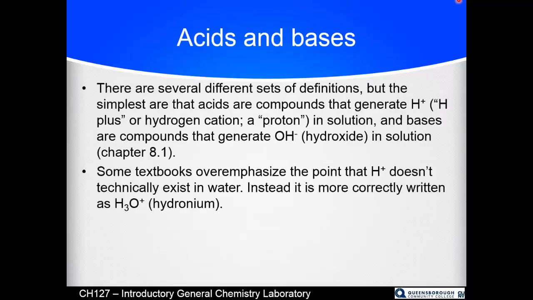So there are a few different sets of definitions. But the simplest definition, the one that we'll use in this class, is that acids give H plus when they're dissolved in water, and bases give OH minus when they're dissolved in water. This is out of chapter 8.